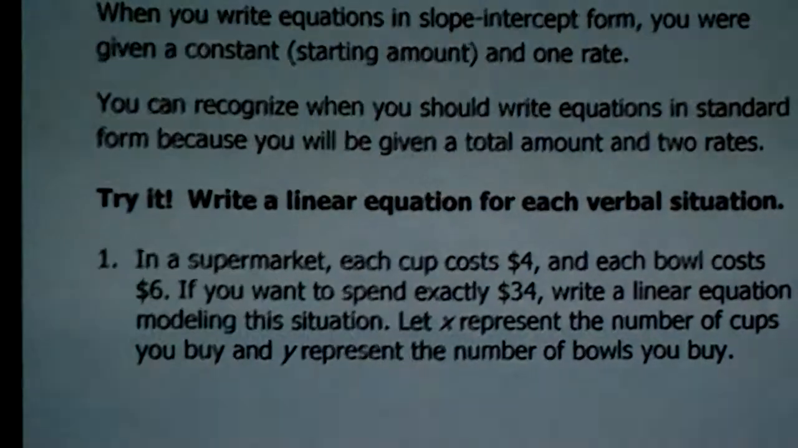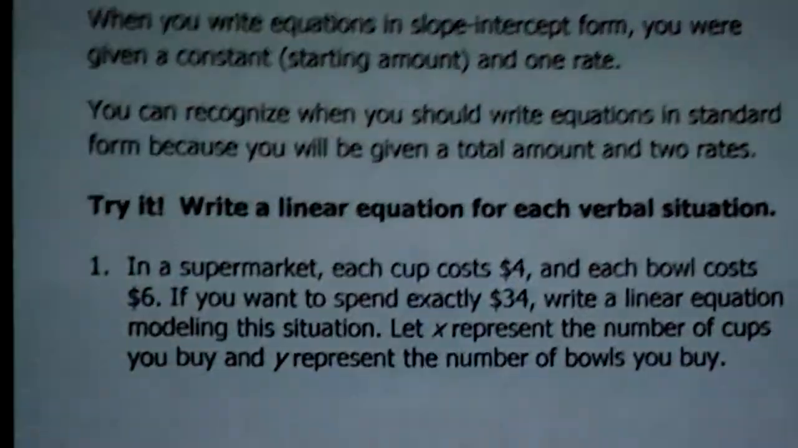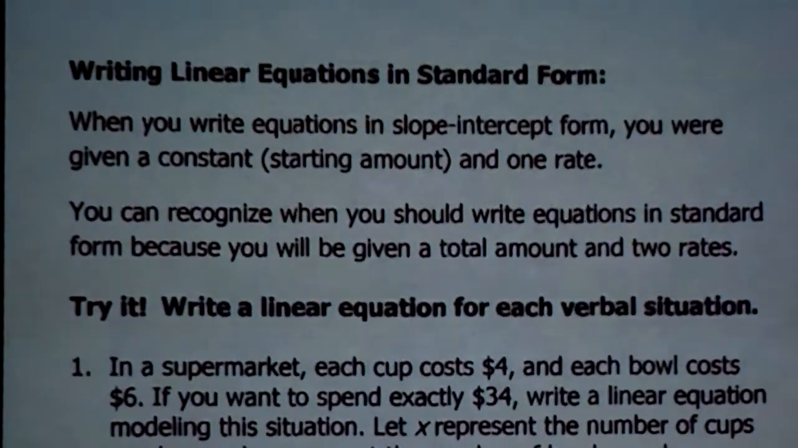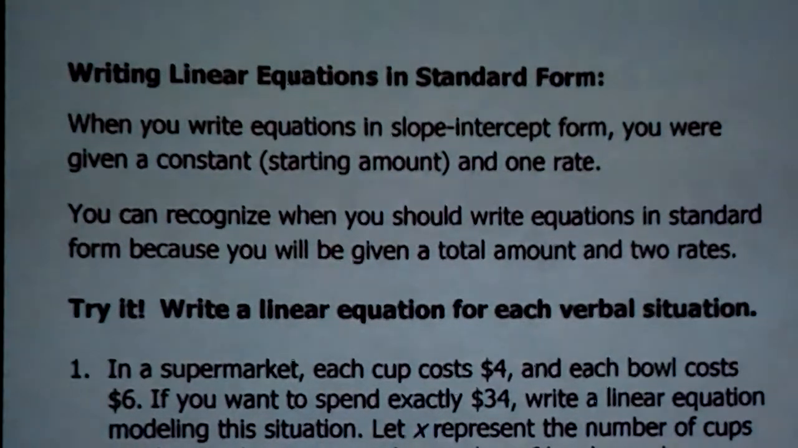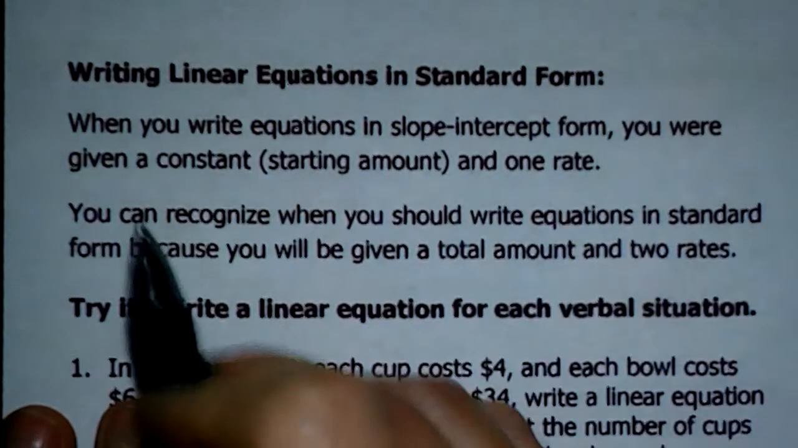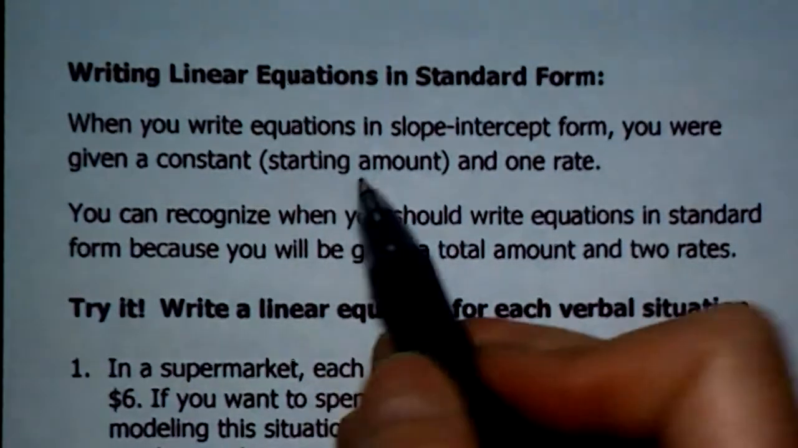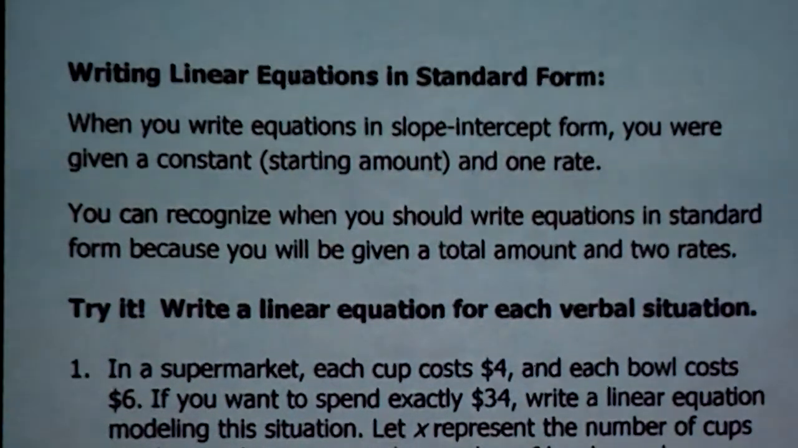Okay, I want you to be able to write an equation in standard form. And you have to recognize when you're supposed to write it in standard form, because it's not always given to you in a way that would reflect standard form. So, kind of going back to slope-intercept, you learn that when you write equations in slope-intercept form, you're given a constant, or starting amount, and one rate, right? And all you do is you take that constant, and that's your b, and you take your rate, and that's your m, and you plug it into y equals mx plus b. That's how you recognize slope-intercept form.